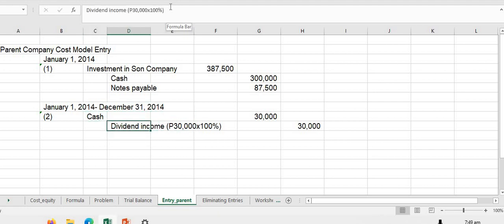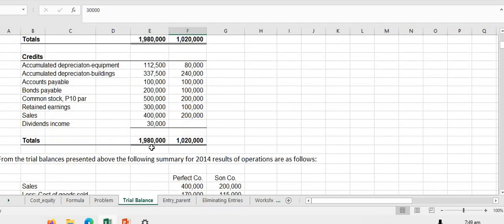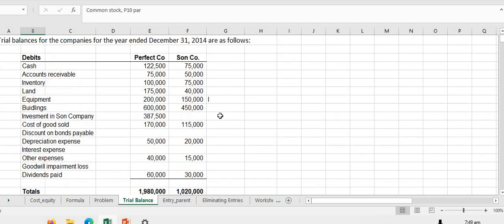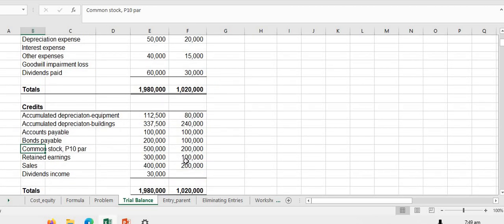Okay? So, we'll have eliminating entries first, right? From the trial balance, you have here Sun Company, the subsidiary. It has common stock of 200,000 and retained earnings of 100,000. That's why its book value is 300,000.